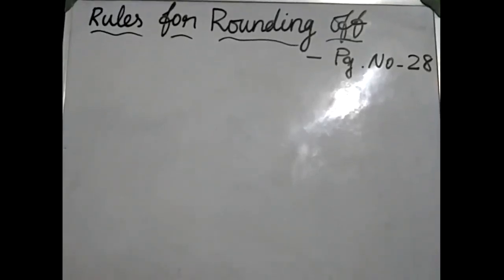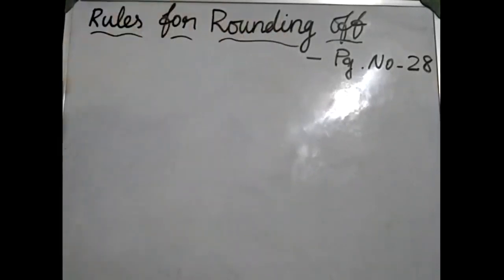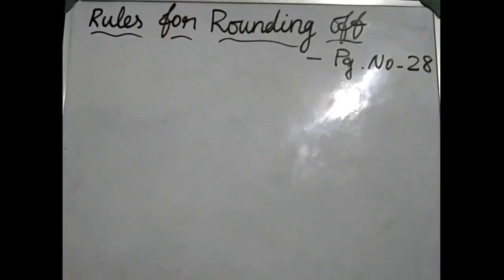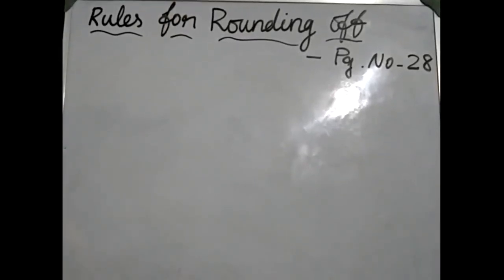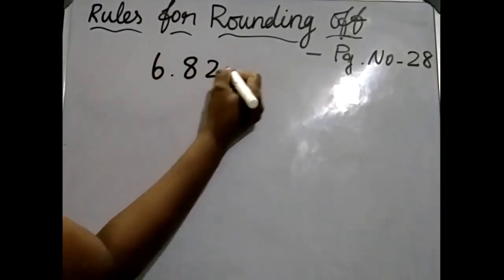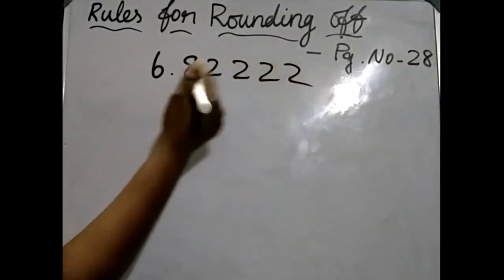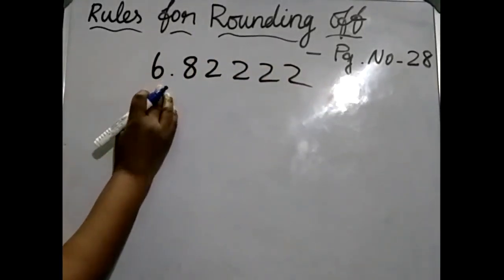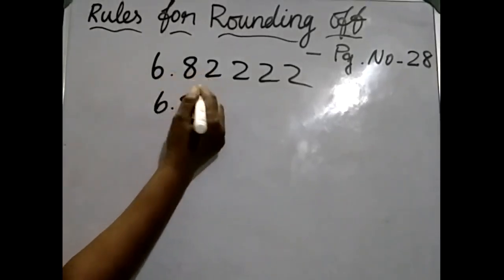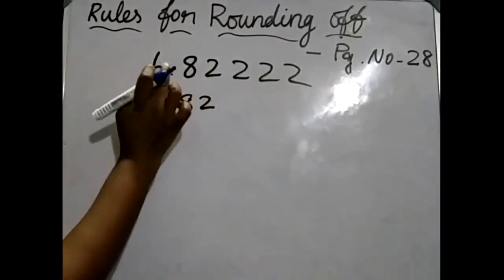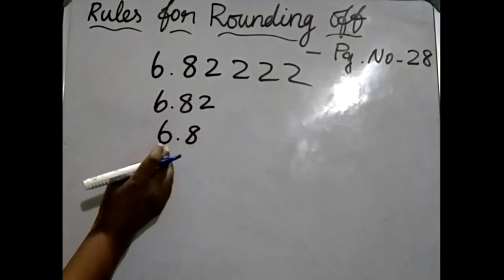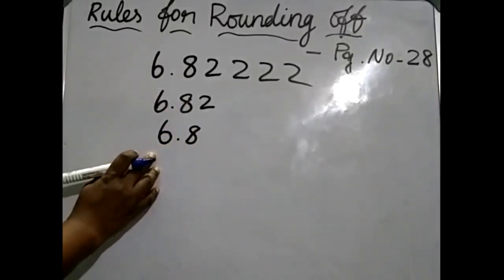We are going to learn about rules for rounding off. Here, rounding off means finishing a long number into a specific digit. For example, if we have the number 6.82222 and want it in 3 digits, we can write 6.82. If we want to finish this number within 2 digits, we can write 6.8. For this rounding off, we have some rules.